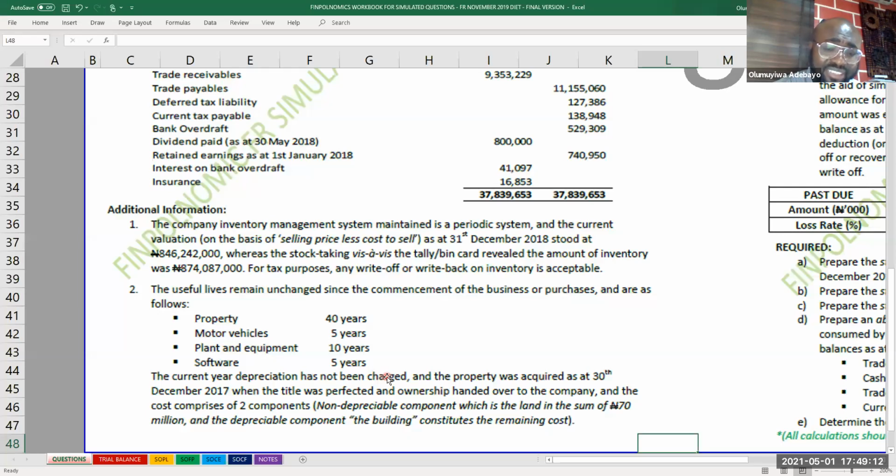I'll give you a clue to the answer. Refer to the conceptual framework. Who will give me an answer? If you refer to the conceptual framework, substance over form. No, it's not substance over form. Who can give me the answer? I've given you a clue. There's a principle under the conceptual framework.